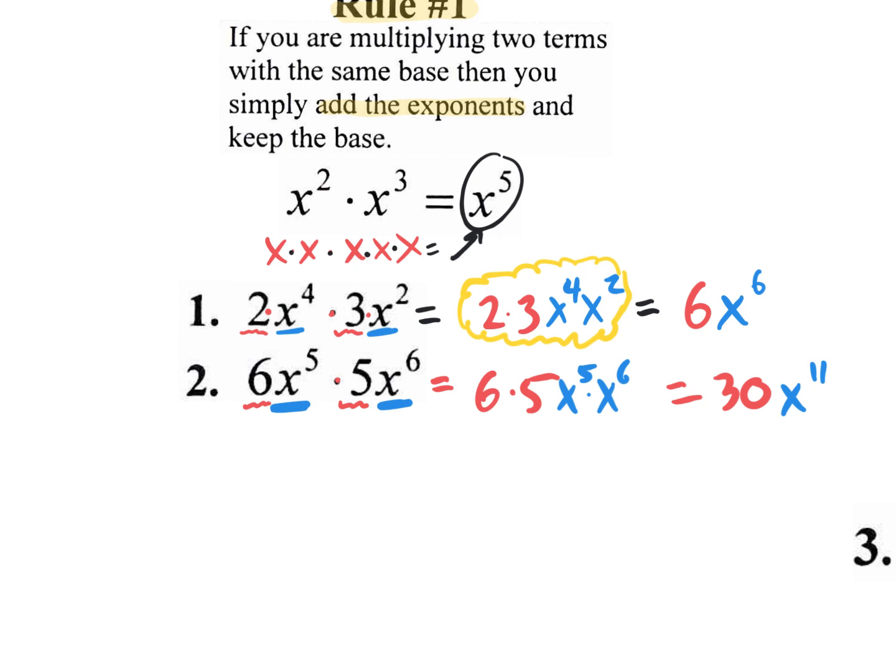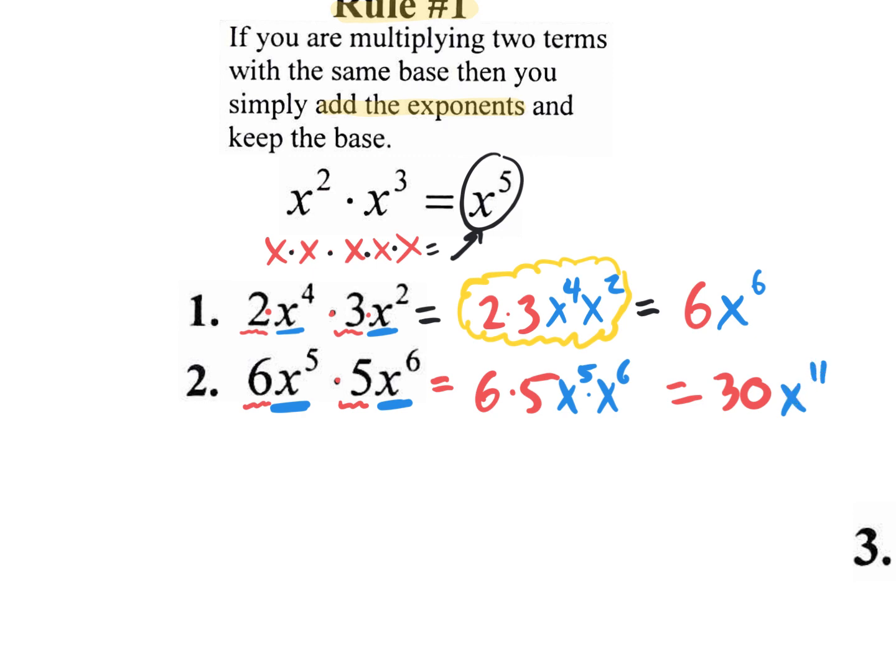Just the numbers out in the front, those are just numbers. Those aren't powers. So you're actually going to multiply 6 times 5, 30. Right here, that's a power, same base. That's where you use rule 1, put them together, add them. 5 and 6 is 11. Put them over that same base.